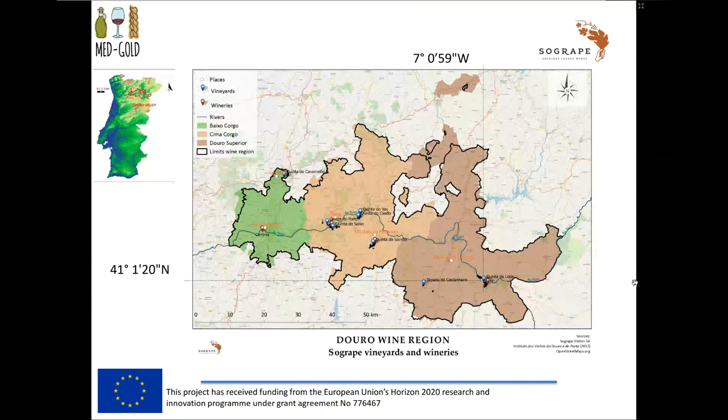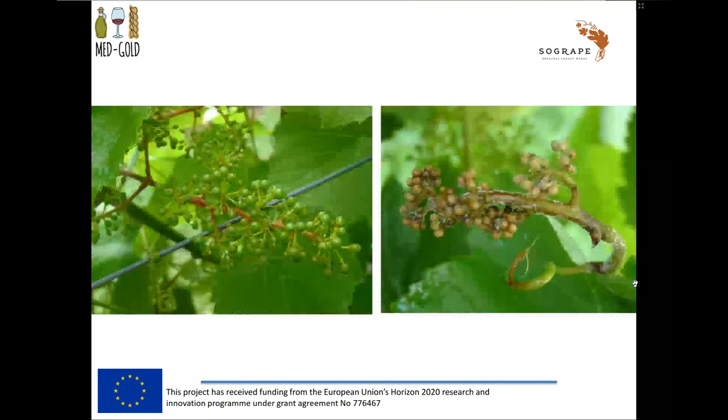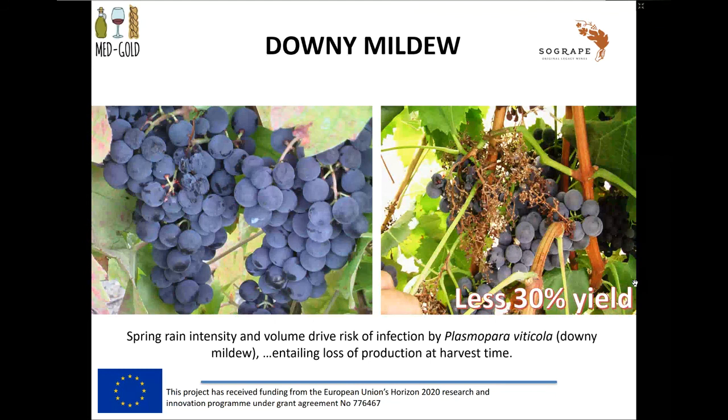Next slide, please. So one of those problems is what we call downy mildew. Downy mildew is a fungal disease that is provoked or caused by a fungus, Plasmopara viticola. And it hits mostly during springtime and early summertime, when there is a lot of humidity, or even when there is rain quite often.